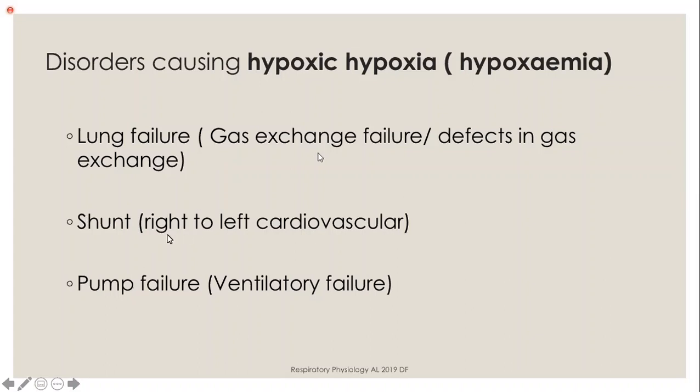Then the second group is shunts, and when we talk about disorders causing hypoxemia under this topic, if we use the word shunt, it means a right to left cardiovascular shunt. Not those alveolar shunts. They come under the lungs. So here it refers to cardiovascular right to left shunts. And then the third category would be pump failure, which is ventilatory failure, where the defect is in the respiratory pump, and the main defect is the alveoli are not getting properly ventilated. So you can call this category hypoventilation as well, the third category.